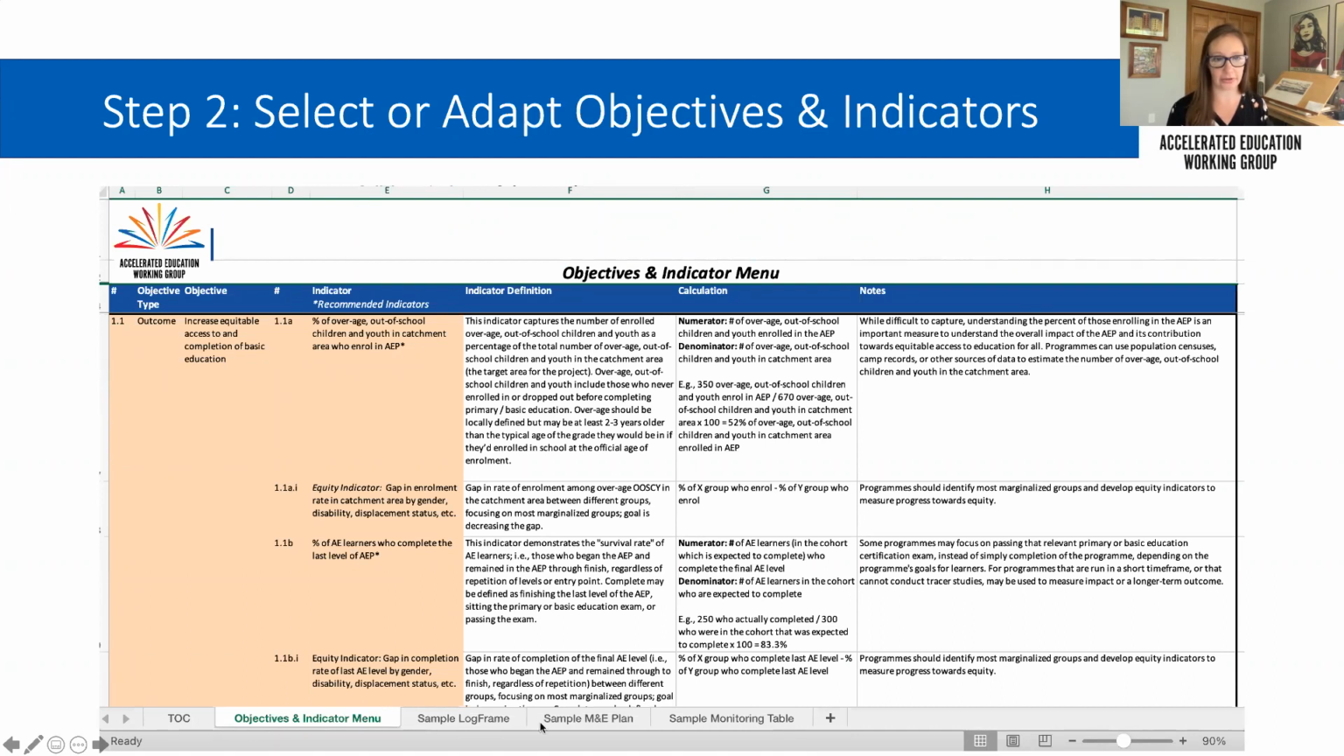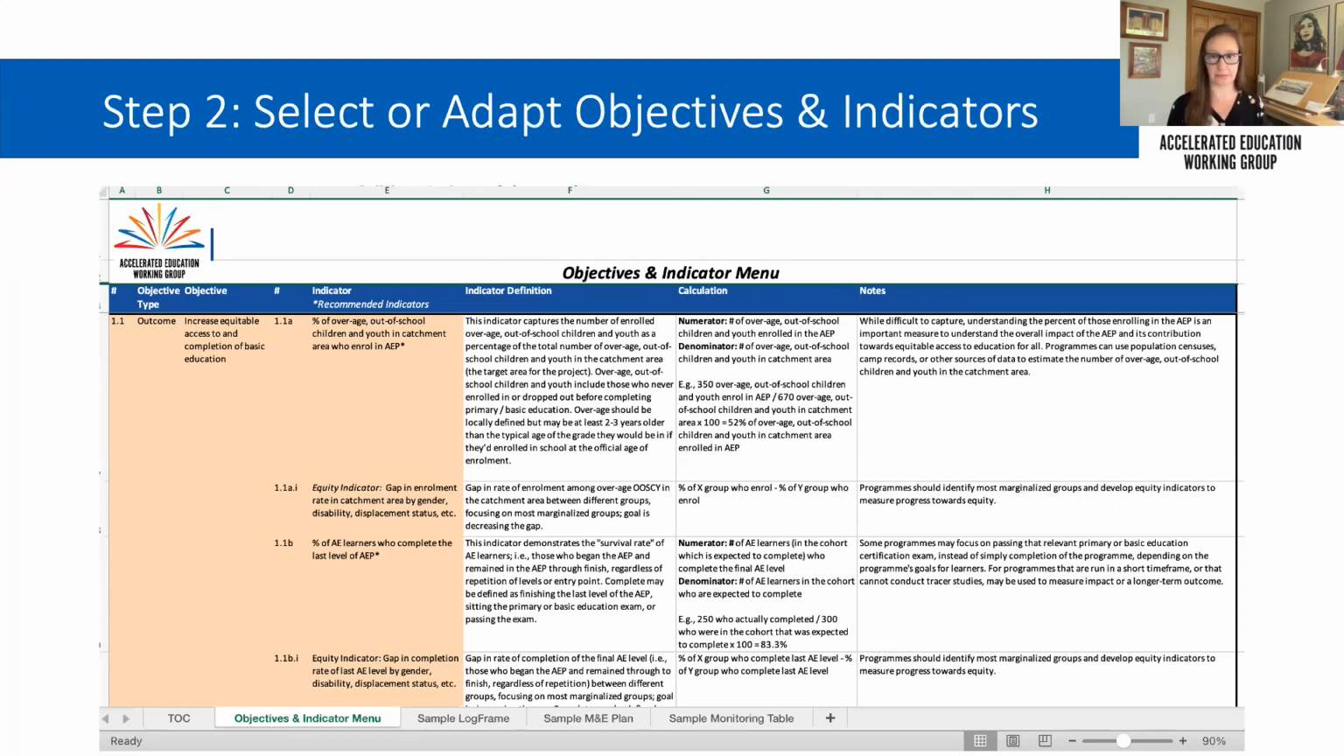So you'll see that there are the 5 tabs, with each of the 5 tools. So the first tab was with the theory of change. Now we're on to that second tab, the objectives and indicators menu. And we really wanted to have this all in one place in a single Excel document so that folks have everything that they need in a single place.